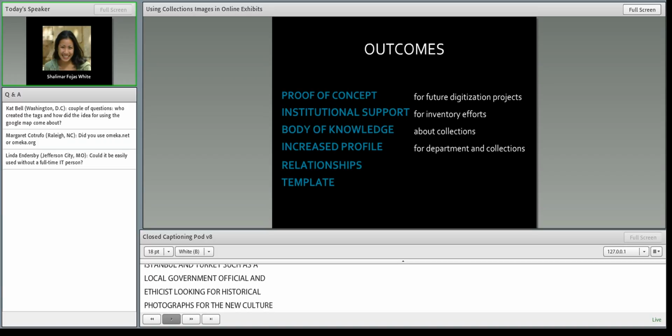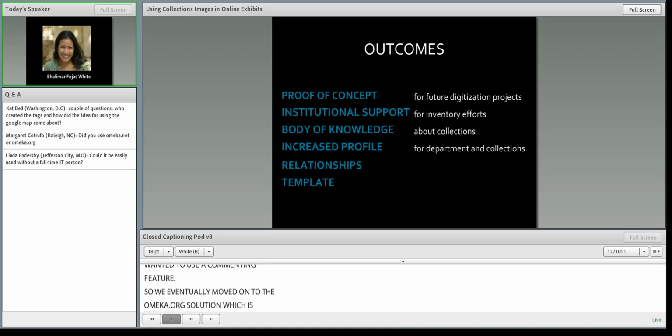Well, that's an interesting question. We actually started off with the Omeka.net, which is the hosted solution. But then we quickly found that it didn't have all of the plugins that we needed. For instance, the map plugin, we wanted to use a commenting feature. So we eventually moved on to the Omeka.org solution, which is locally hosted.